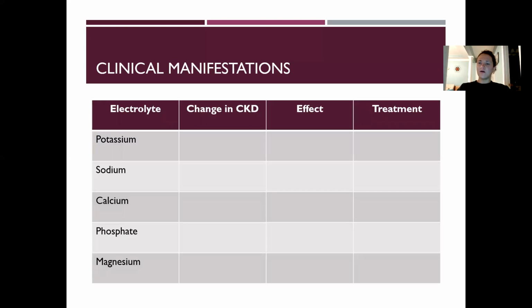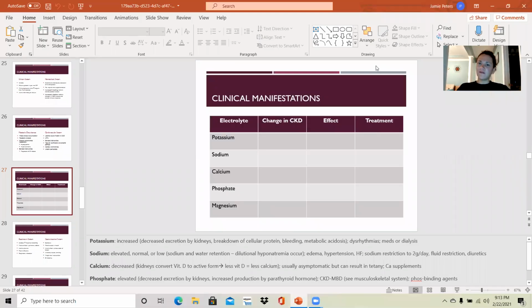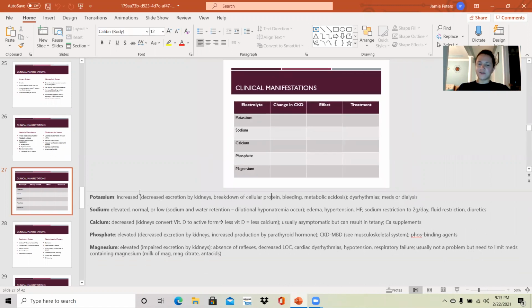This slide is going to go over clinical manifestations of each of these electrolytes. And I do want to say that I have filled this out. This isn't necessarily something I'm going to spend time going over in this recording, because you can read it right here. But you do need to know what the electrolytes do, whether they're elevated or decreased in CKD, what's the effect of high or low electrolytes, and then how we would treat those. So it's all listed out here. It's not too much information, and it's a lot of baseline information that you already know.